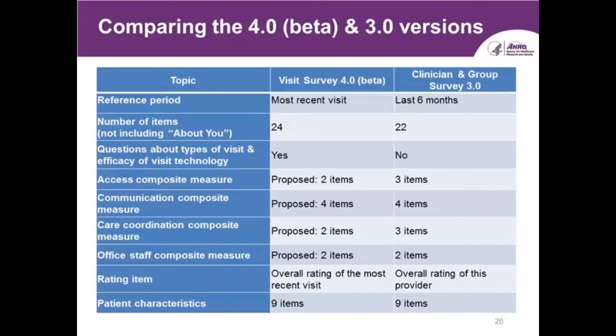Additionally, the visit survey collects at the end a rating of the most recent visit on a scale of 0 to 10. In contrast, the 3.0 rating is of the provider, him or herself, again, on a scale of 0 to 10.